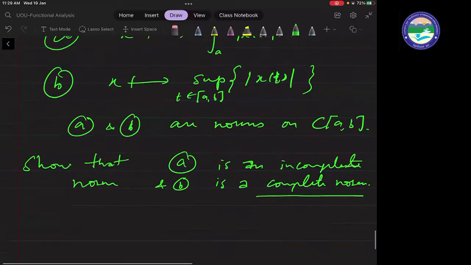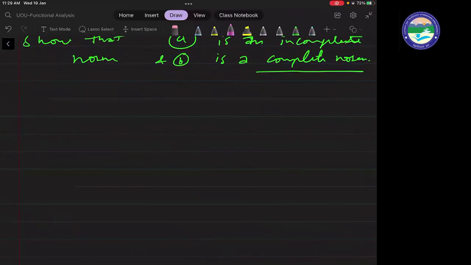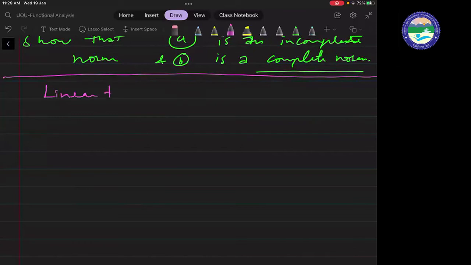Now we come to another notion. When you were studying vector spaces, you must have seen linear transformation. Can anyone recall what a linear transformation is? If you remember, I am recalling the definition of linear transformation.